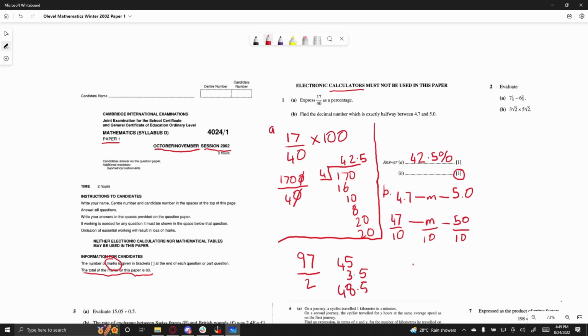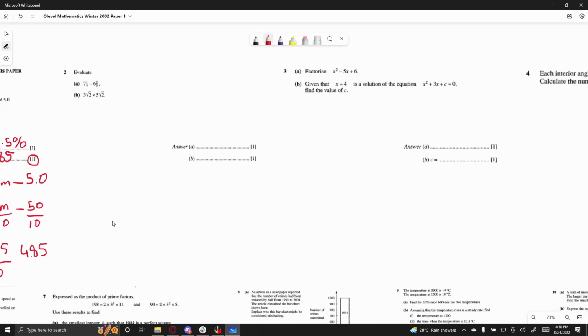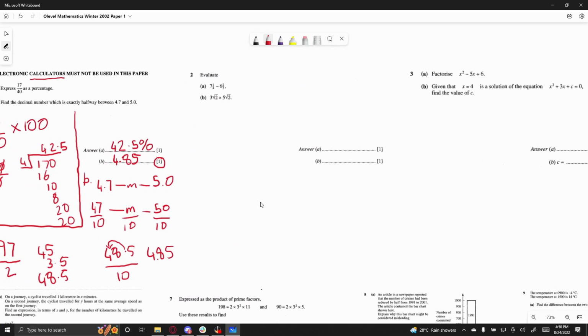48.5. However, that is not the answer, since our answer is actually 48.5 upon 10, which if we divide anything by 10, we just simply move this decimal over, which would give our answer to be 4.85, and that is our answer for part B, 4.85. All right, we can now move on to question number 2.